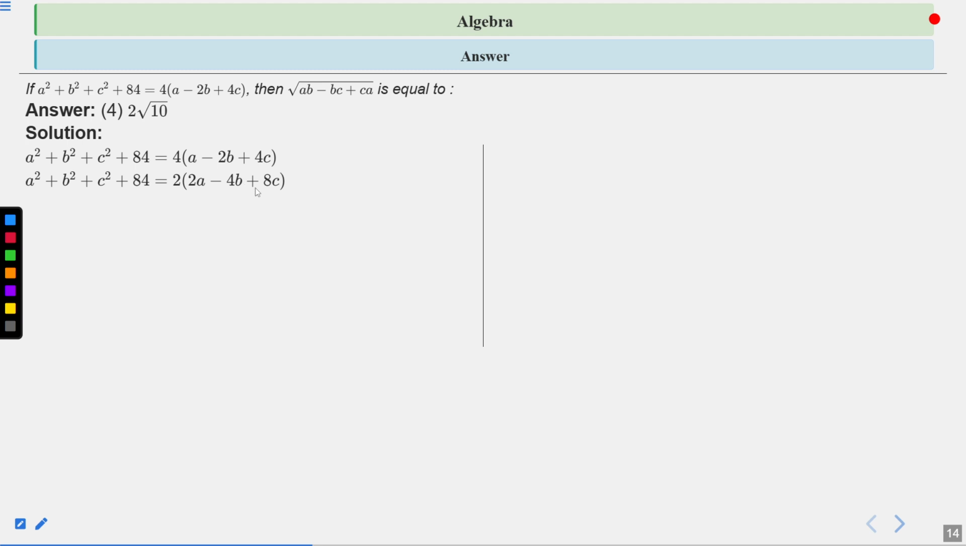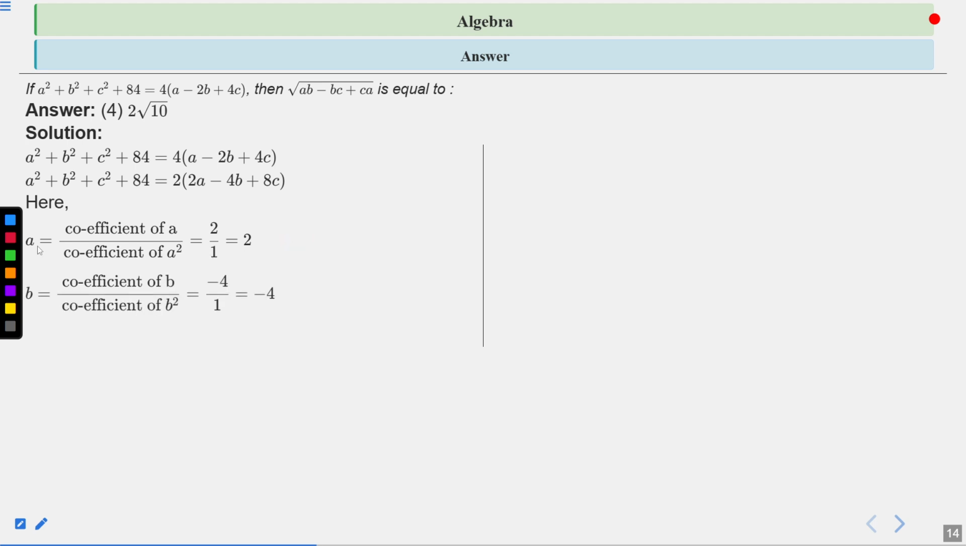Now here we can say that a equals coefficient of a upon coefficient of a square, which becomes 2 upon 1, or we can say 2. Same way, the coefficient of b upon coefficient of b square will become minus 4 by 1. So we get minus 4. And in the same way, c equals coefficient of c upon coefficient of c square, which is equal to 8 by 1. So we get 8. Now we can say that the value of a is 2, b equals minus 4, and c equals 8.